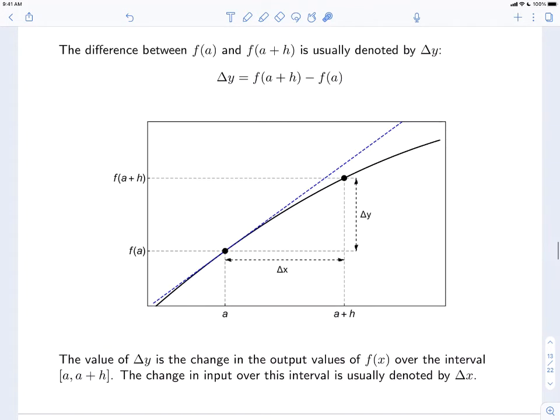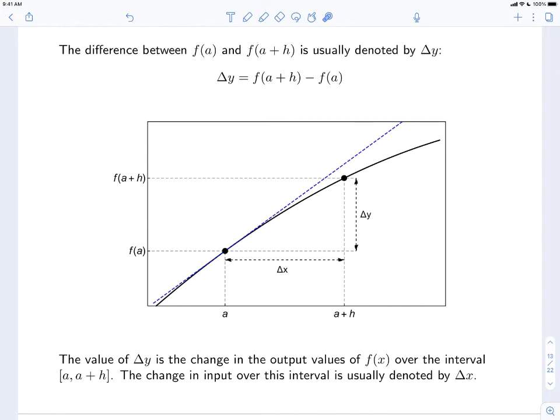The difference between f at a and f at a plus h is usually denoted by delta y. We think of this as the difference between y values, f at a plus h minus f at a. So f at a is the y value at a, and then f at a plus h is the y value after you've incremented the x value, going from a to a plus h. So the difference between the x values is delta x, and the difference between the y values is delta y.